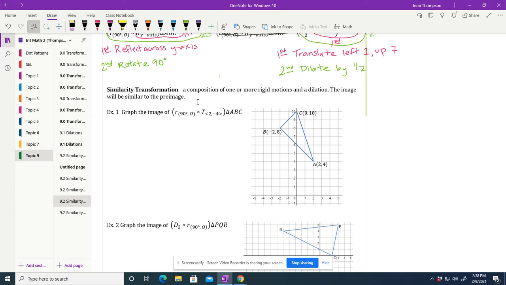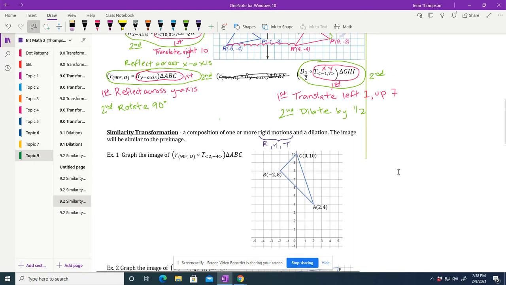So rigid motion would be a reflection, rotation, or translation. Rigid motion means it doesn't change the size. Like if you physically have a tile that is that size, you can't just change it in real life easily anyways. Example 1, graph the image of our rotation of 90 degrees about the origin, composed with a translation of 2, -4 of triangle ABC.